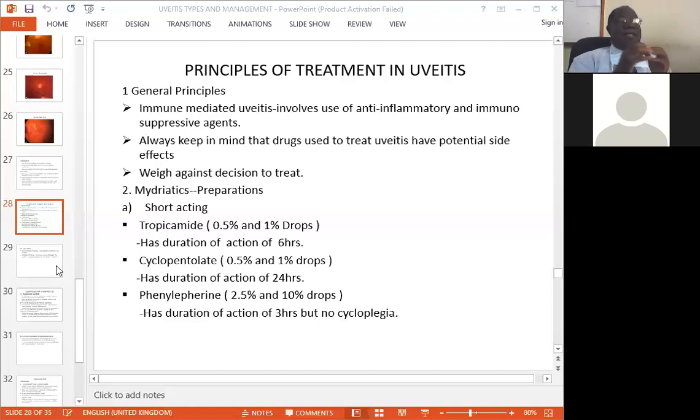When there is a uveitis, there is inflammation in the anterior part of the uveal tissue. You find that the iris is stuck on the lens. The iris may be stuck somewhere else like that. So first you want to break that synechia, and these are the drugs you use, the mydriatics. Bear in mind, some are short acting, others are long acting.